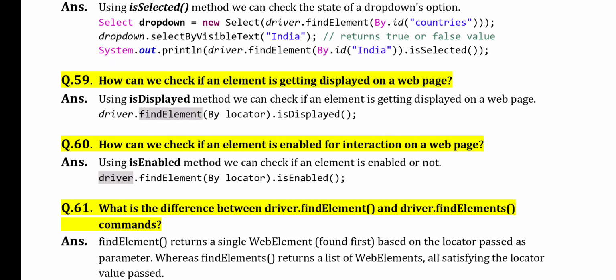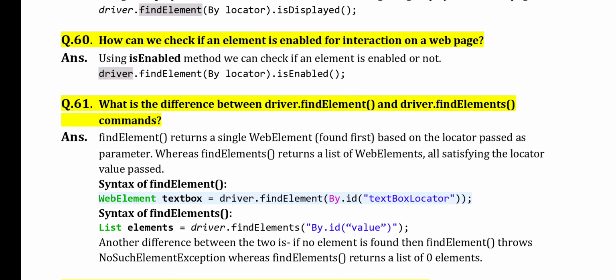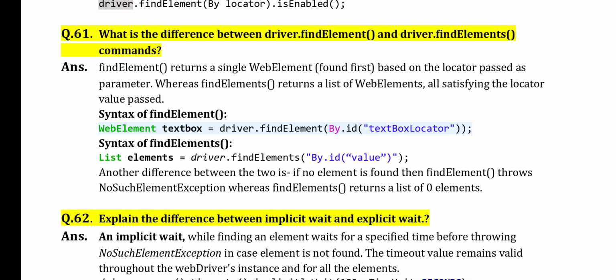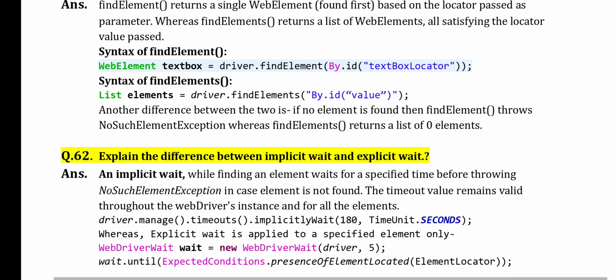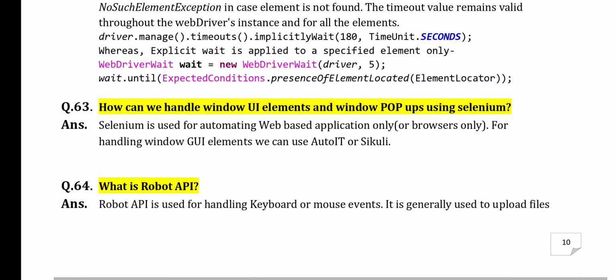How can we check if an element is getting displayed on a web page? How can we check if an element is enabled for interaction on a web page? What's the difference between driver.findElement and findElements commands? Explain the difference between implicit and explicit waits.